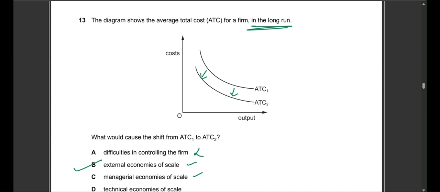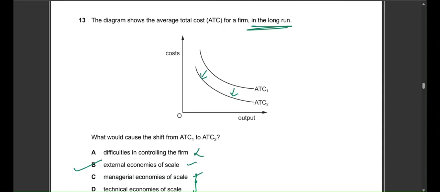So what is external economies of scale? Basically, it's a decrease in the average cost, but it's not because of your firm, it is because of external factors. External factors are the reason due to which the average cost is decreasing, and this mostly happens in the long run. Technical economies of scale, these are both internal economies of scale, and this normally happens, not necessarily in the long run, it normally happens in the short run period.